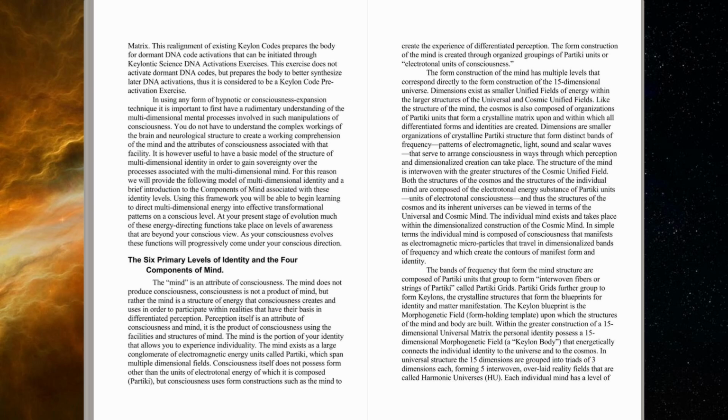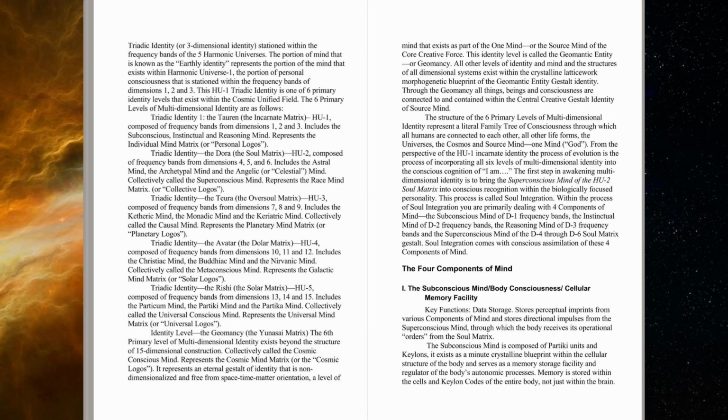The keylon blueprint is the morphogenetic field, the form-holding template upon which the structures of the mind and body are built. Within the greater construction of a 15-dimensional universal matrix, the personal identity possesses a 15-dimensional morphogenetic field, a keylon body, that energetically connects the individual identity to the universe and to the cosmos. In universal structure, the 15 dimensions are grouped into triads of 3 dimensions each, forming 5 interwoven, overlaid reality fields that are called harmonic universes, or HU. Each individual mind has a level of triadic identity, or 3-dimensional identity, stationed within the frequency bands of the 5 harmonic universes.